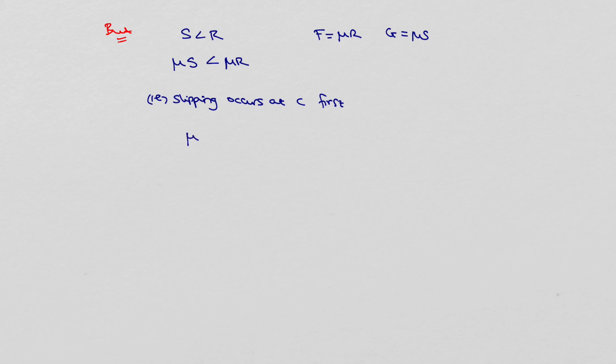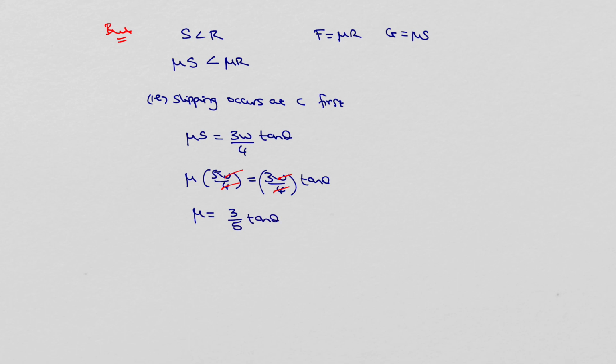and therefore mu S has to equal 3W over 4, I should say, tan theta. We know that S is 5W over 4. And I can divide across by W, multiply across by 4, divide across by 5. And now I have mu has to equal 3 over 5 tan theta in order for the system to be in equilibrium.